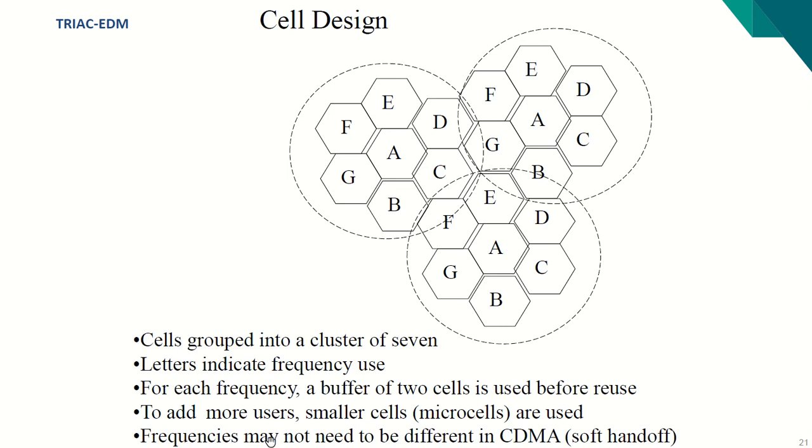Then frequency may not need to be different in CDMA, meaning that in a CDMA system, users are associated with so-called orthogonal codes. So frequencies may not need to be different because users are separated by their code, not frequency.